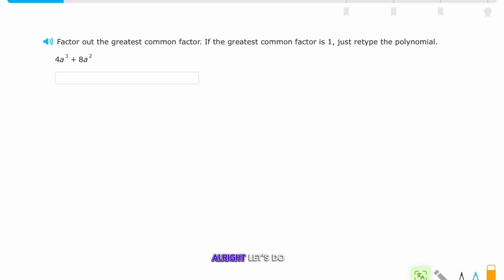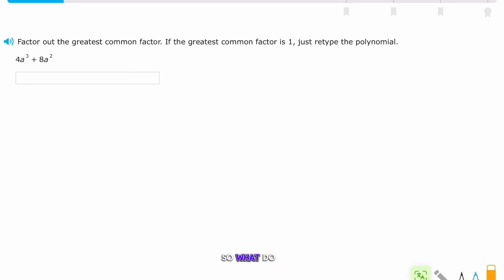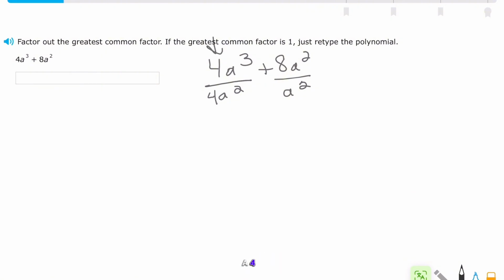All right. Let's do another one. So what do they both have in common? They have an a squared in common. How do I know that? Because the biggest power is to the third. So I can't pull a to the third out. I can only pull a to the second out. So a squared. Okay. And then they both have a 4 in common. So I can also pull out a 4.